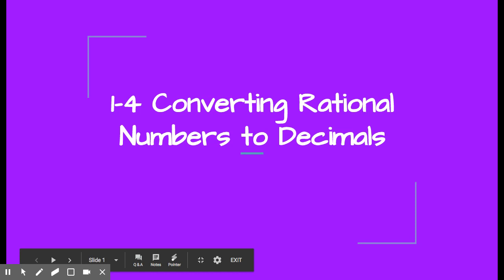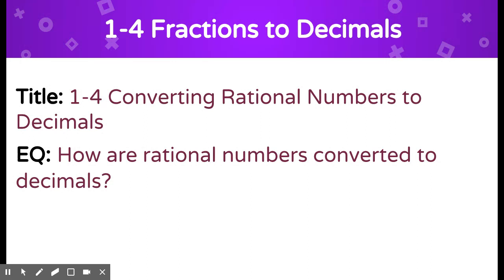Today we will be going over lesson 1-4, converting rational numbers to decimals. So again, the title, which you should write at the very top of the right-hand side of your notes, is 1-4, converting rational numbers to decimals. And the essential question is, how are rational numbers converted to decimals?